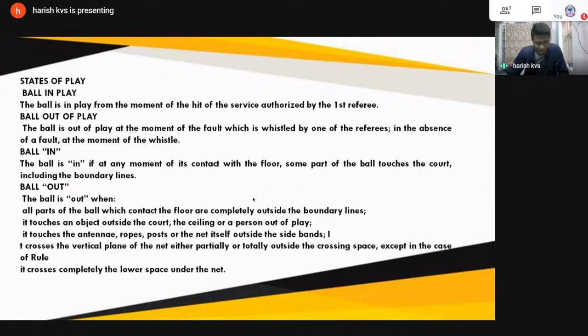So these are the four kinds of states for a ball in a gameplay: in play, out of play, ball in and ball out. The ball is also called out when there are some other technical aspects. It touches an object outside of the court, the ceiling, or a person out of play. Then it can be called out. It touches the antenna, ropes, post, or the net itself outside the side bands.